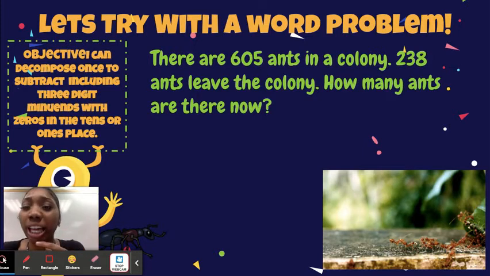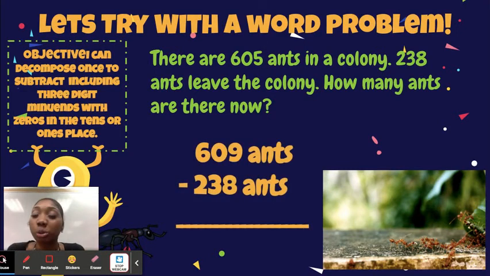So that sounds like it's subtracting, because if there's a group of ants, and some of the ants leave, I'm thinking that you have to subtract because there are ants that are leaving the colony. So I'm going to do 605 ants minus 238 ants. So now, I have to do my subtraction.